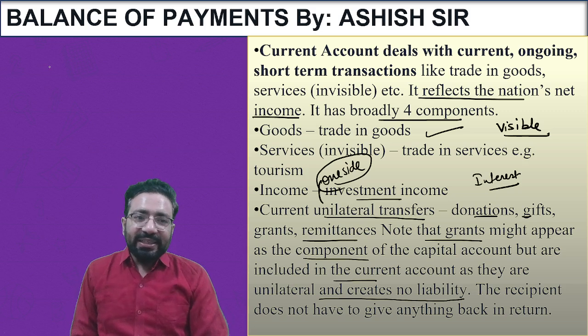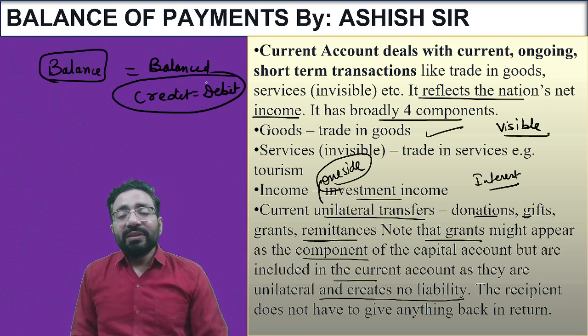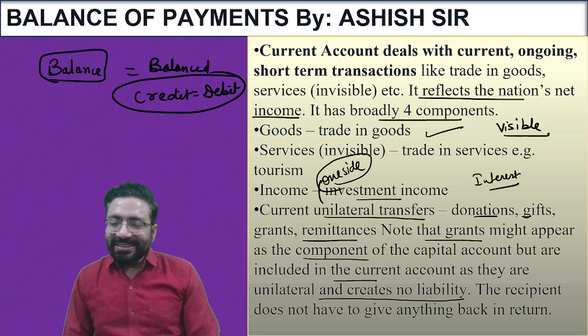As we can see, the name in itself contains balance. That means BOP will always be balanced. That means the credit side will always be equal to the debit side. How would that happen? We'll discuss in the next class.